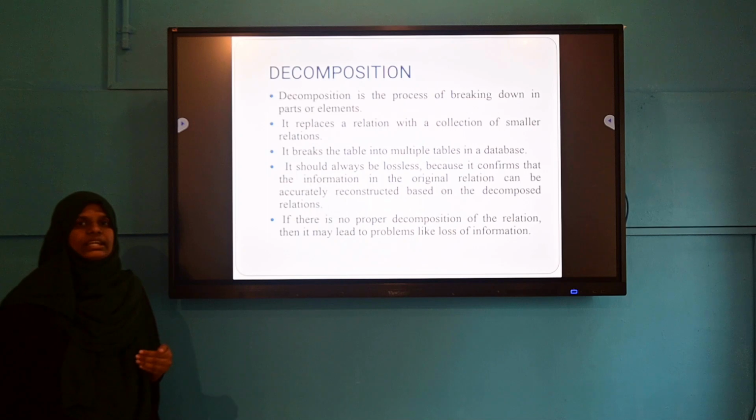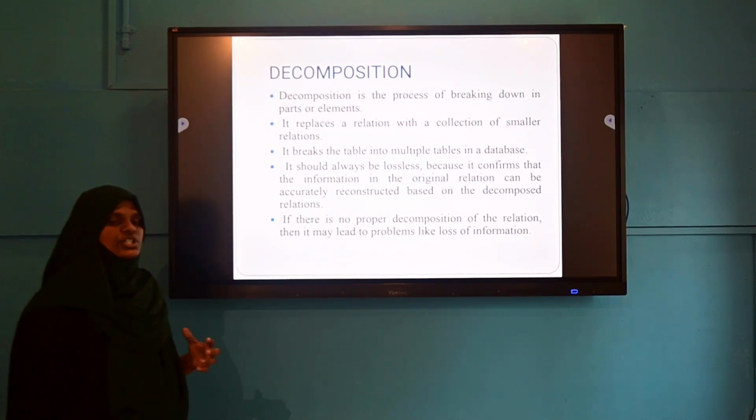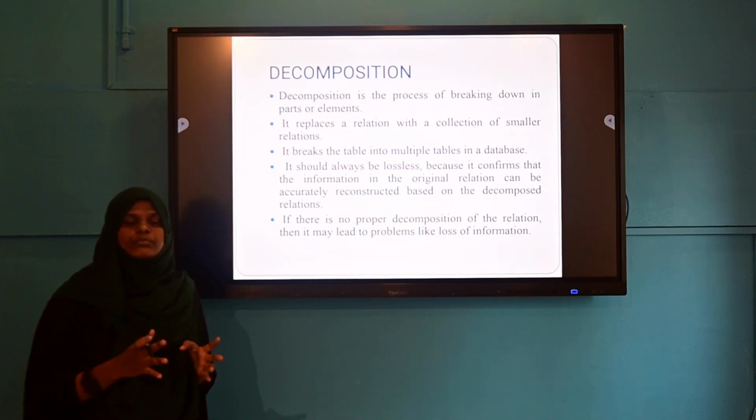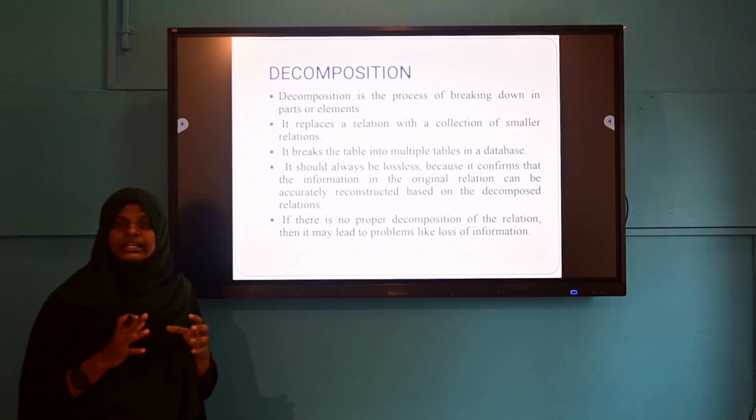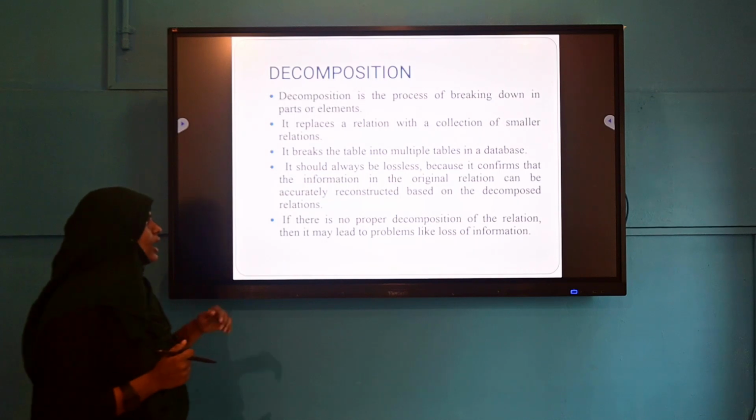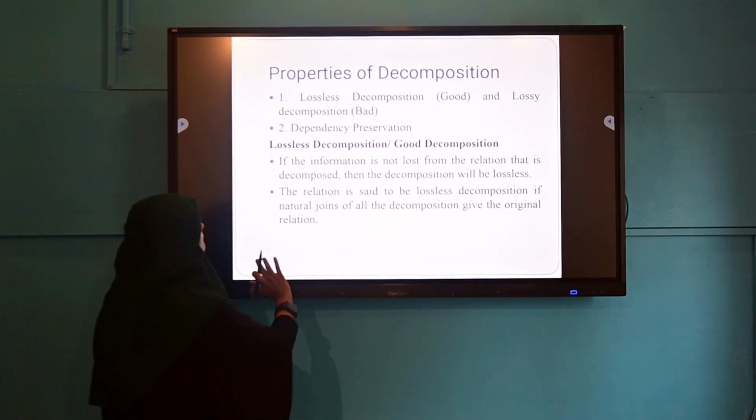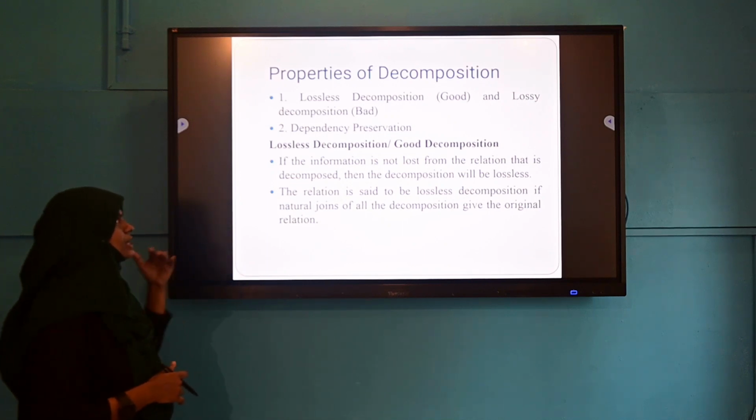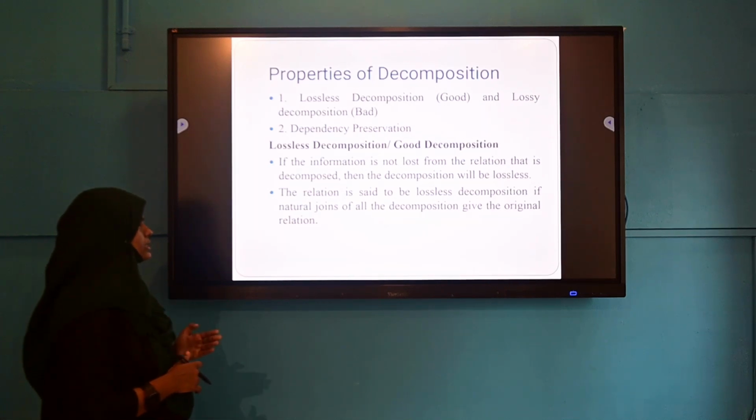Next one is decomposition rules in relation. Decomposition is the process of decomposing a relation into smaller sub-relations, or dividing an entire table into smaller tables. By decomposing, we have to apply some rules. Properties of decomposition. First one, lossless decomposition, which is the good decomposition, and next one is lossy decomposition, which is bad. And second property is dependency preservation.